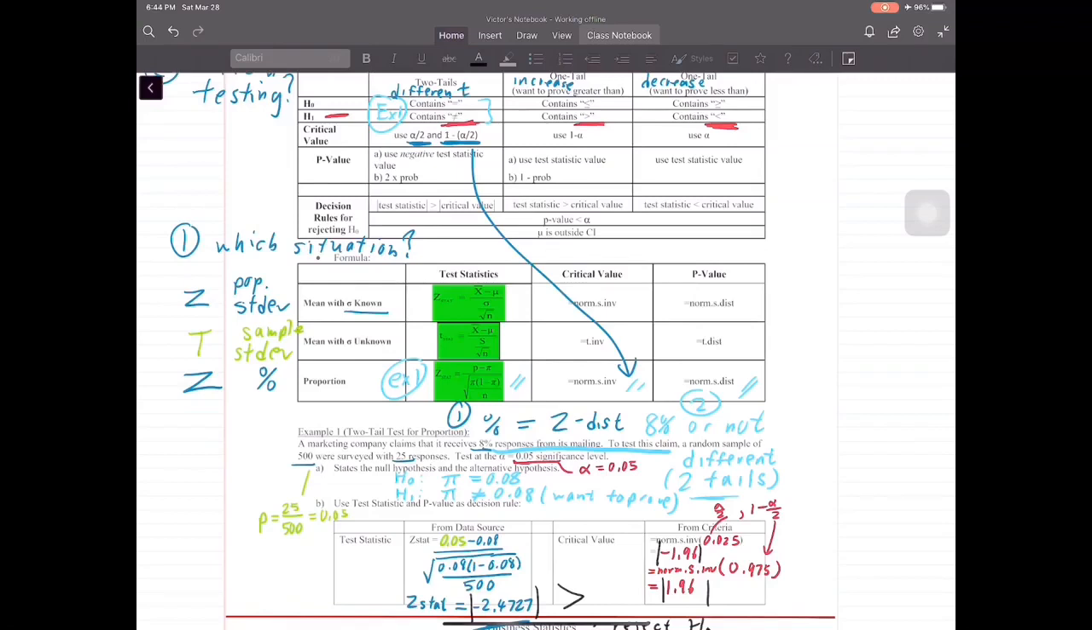In the questions, our alpha is 5%, that's our significance level. So alpha over 2 is 0.025, and 1 minus alpha over 2 is 0.975. We're going to put those two values into the formula: equal norm.s.inv 0.025, and then equal norm.s.inv 0.975, and you're going to get plus minus 1.96. Because this is two tails and we're using two probabilities, we have two numbers for critical value. One is positive 1.96, the other is negative 1.96.